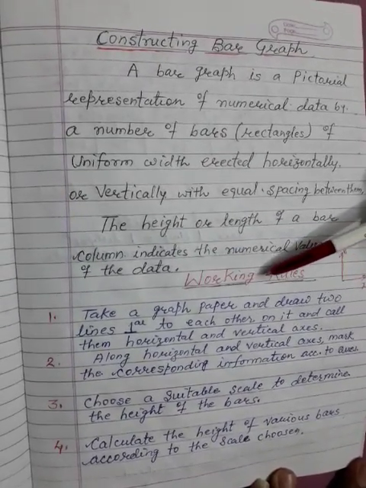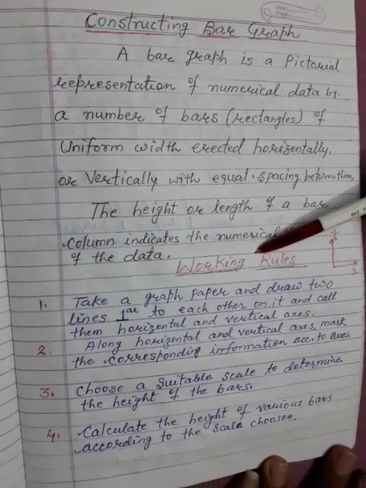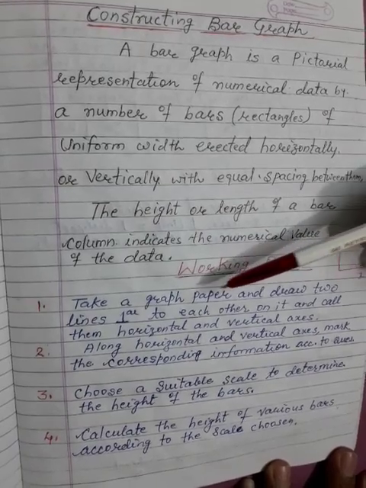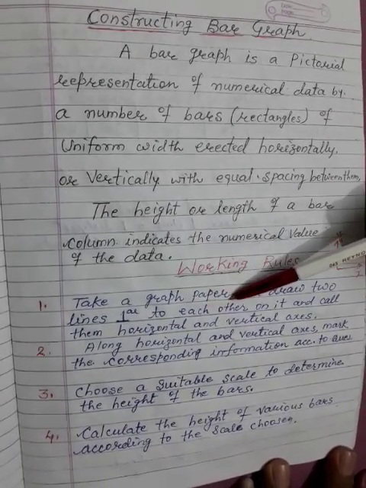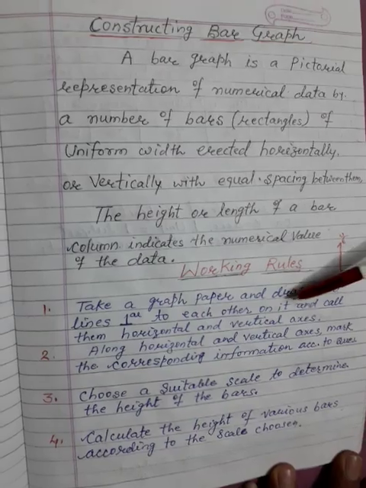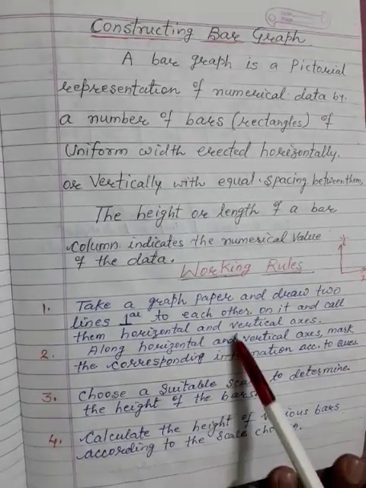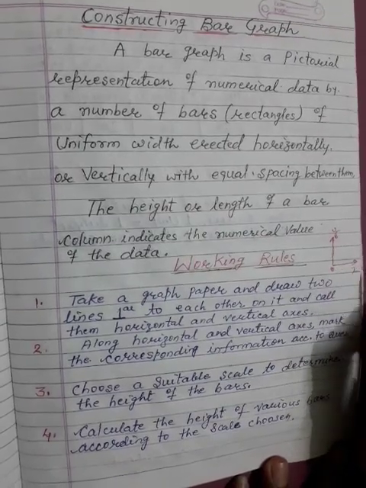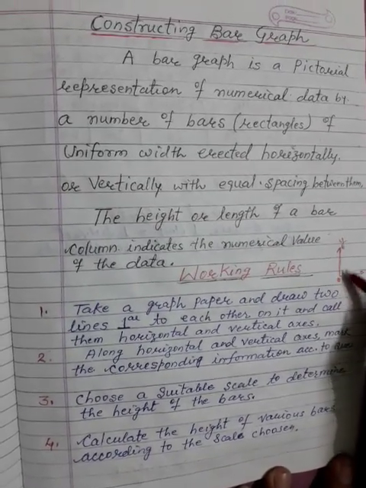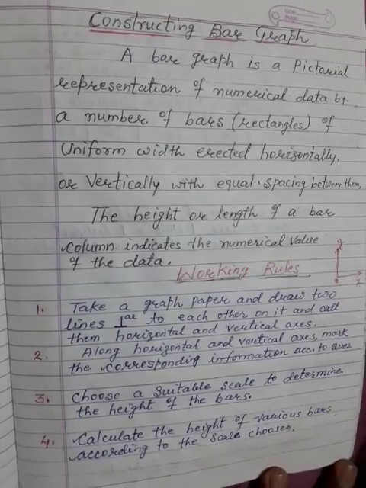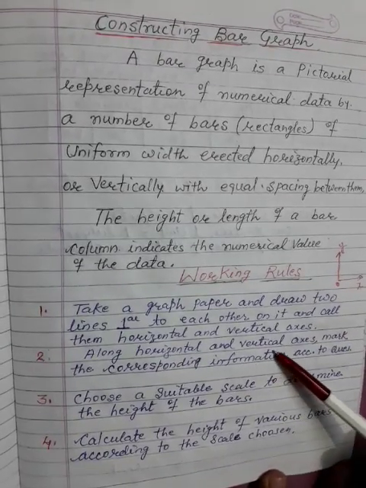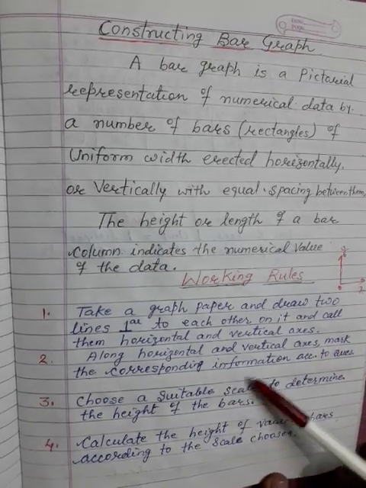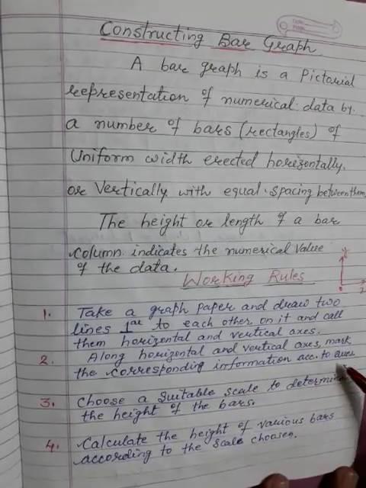Now, there are certain rules for how to construct one. Take a graph paper and draw two lines perpendicular to each other on it, and call them the horizontal and vertical axis, as shown here. So OX is the horizontal axis and OY is the vertical axis. Along the horizontal and vertical axis, mark the corresponding information according to the question given.